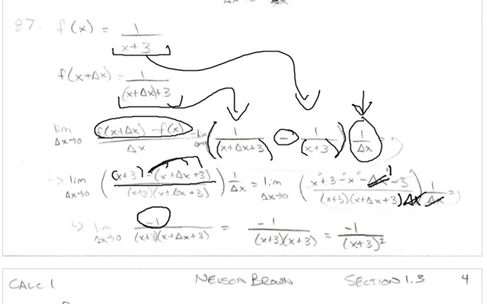And this 1 over delta x was the only thing that was preventing us from doing direct substitution. That was the thing that would give us division by 0. So since it's now canceled, I can do my direct substitution. I can put in delta x equal to 0. There's nothing stopping me from doing so. So when I do that, I'm just left with negative 1 over x plus 3 times x plus 3, the quantity of x plus 3. So that is equal to negative 1 over the quantity of x plus 3 squared.